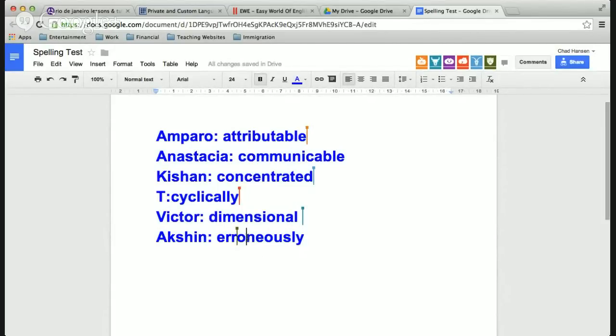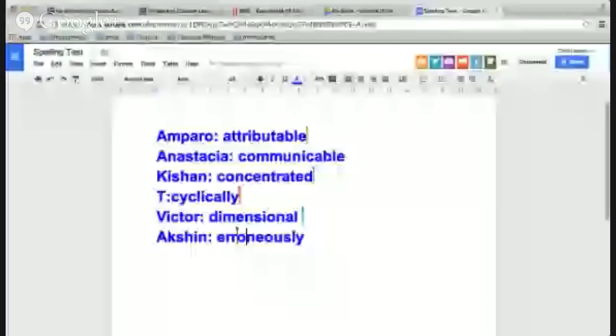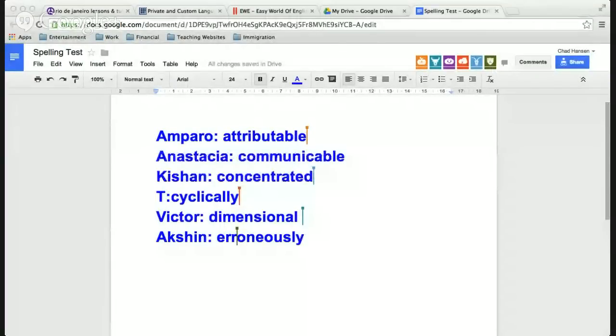Okay, now the word. Nice job, you guys. Good job with the spelling. I was looking for the most complicated words for you guys to test your spelling because you all are pretty good spellers. This is the truth.